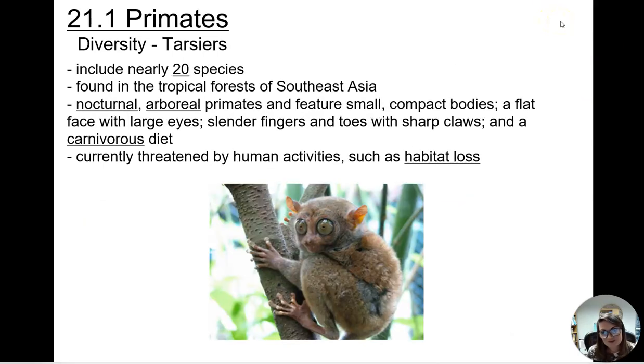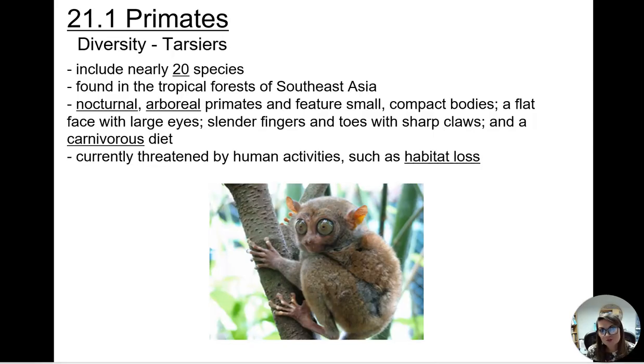Now the tarsiers. They're going to include about 20 species. They're found in tropical forests of South Asia. They're nocturnal, and you can tell that by looking at the eyes. I think these are some of the cutest, because of their eyes and their expressions that they have on their face.